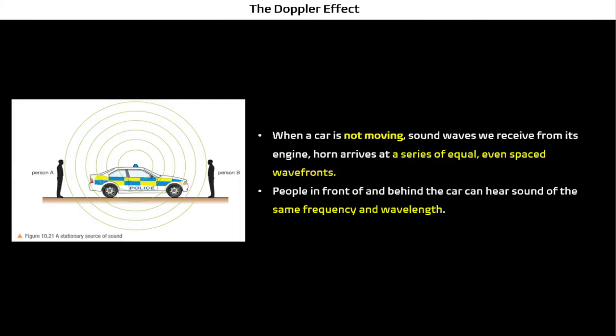Now comes the Doppler effect. So when this is a police car and it is producing sirens, and person A and person B can both hear it. When the car is not moving, both persons can hear it at the same volume because they have the same frequency and same wavelength. Okay, so it would be like 1 2 3 4 5.